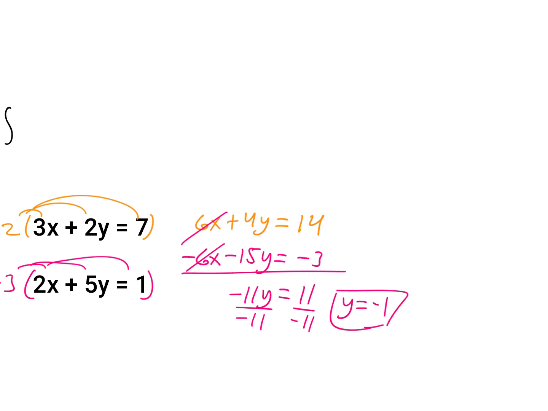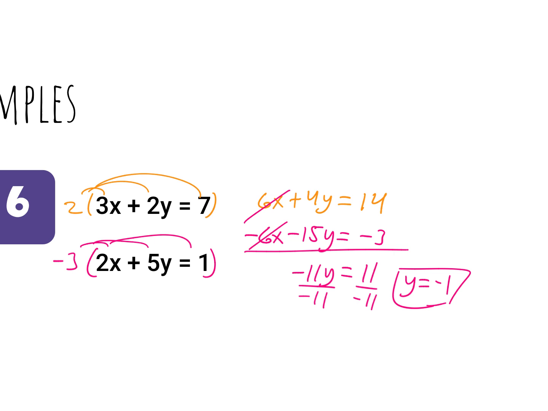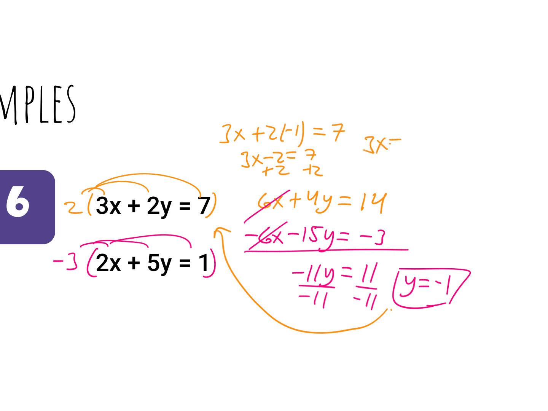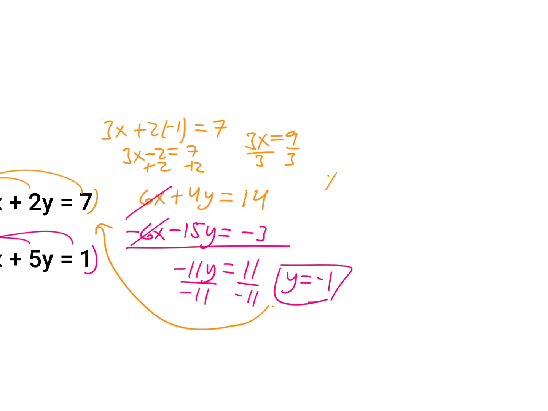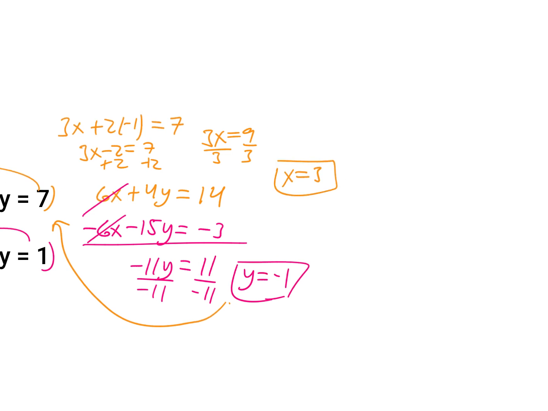All right, and then so to get your other variable, plug it into one of your two equations. Doesn't really matter which one. I'll do the first one. It's going to be 3x plus 2 times negative 1 equals 7. It's going to get you a 3x minus 2 equals 7. We can add 2 on both sides, and we get 3x equals 9. And you can divide both sides by 3, and then you get x equals 3. All right, and then so your ordered pair is going to be 3 comma negative 1.